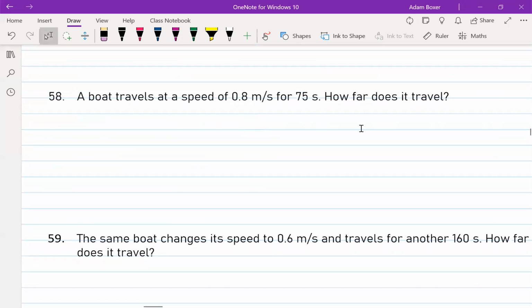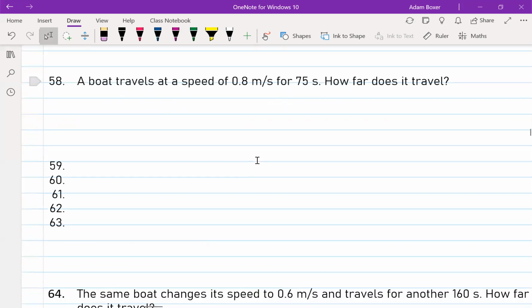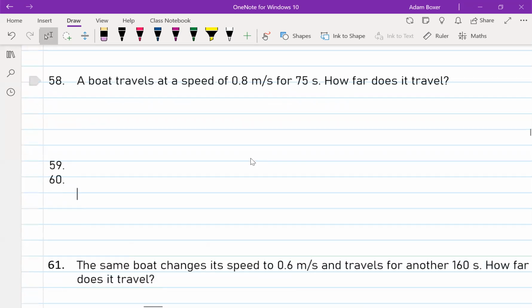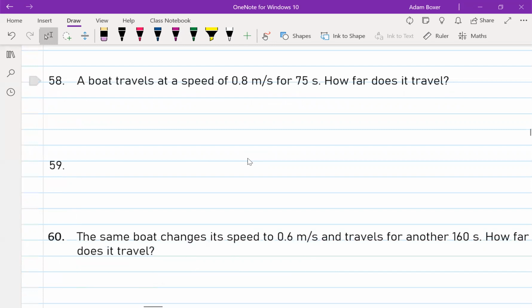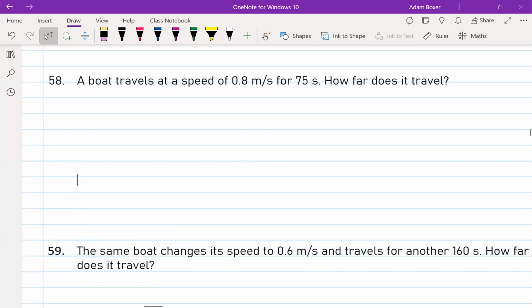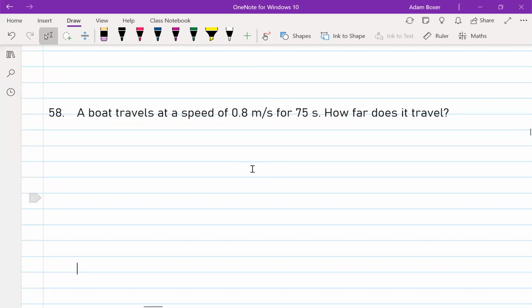Have a go at this one by yourself. Pause the video. Sorry, give me a sec, guys. That's better. Right. Have a go at this one by yourselves. And again, it's question 58 in your booklet. Okay, pause the video, do that now.